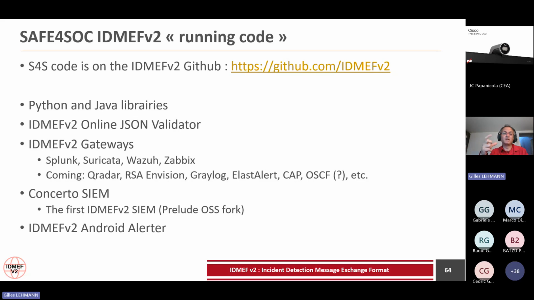I'm not hoping that everyone is going to change all the systems to put IDMEFv2 inside, but the idea is to have a gateway so you can correlate all the information. So actually, we're developing one for Suricata, for Splunk, for Wazuh. We will have QRadar, RSA, Graylog, Elastic, maybe a gateway with the Common Alerting Protocol for natural hazards, OSCF that I talked about.